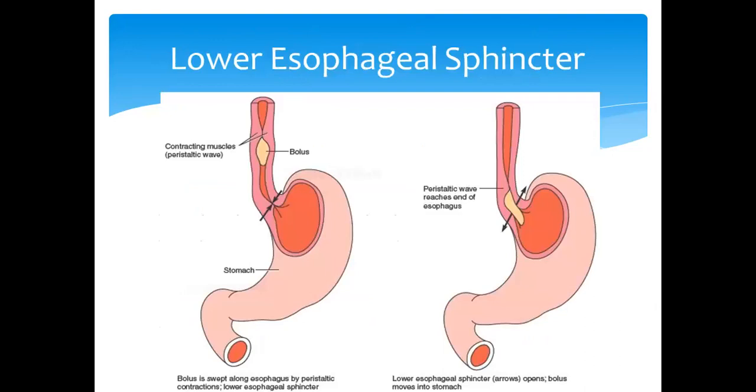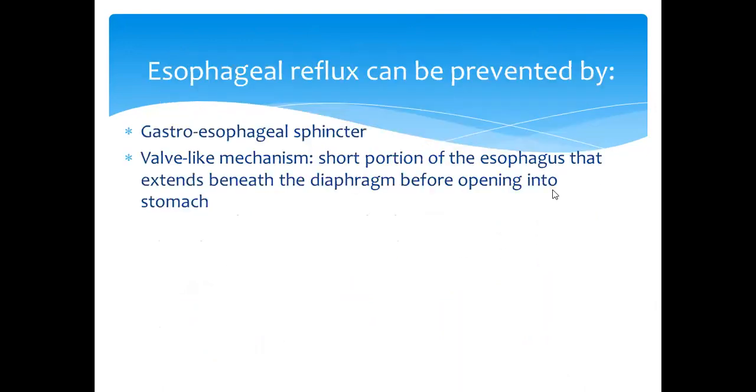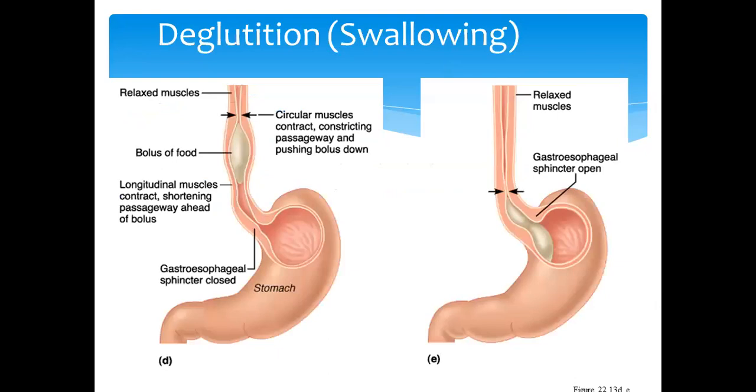The bolus is swept along the esophagus by peristaltic contraction. When the lower esophageal sphincter opens, the bolus moves into the stomach. Esophageal reflux can be prevented by the gastroesophageal sphincter. That mechanism is called the valve-like mechanism. Here, a short portion of the esophagus extends beneath the diaphragm before opening into the stomach. Thereby, esophageal reflux can be prevented.